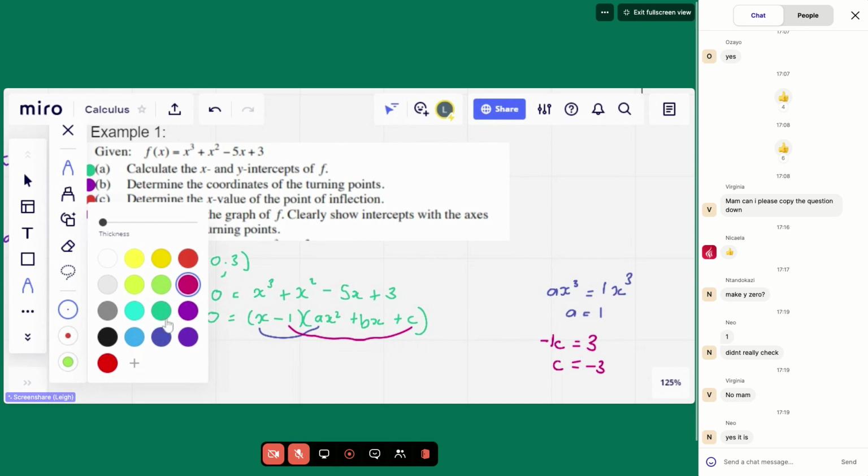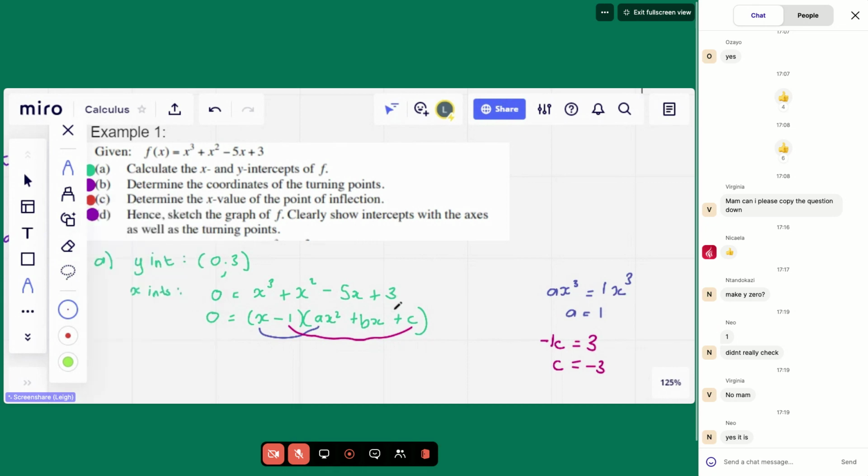All right, so let's pick a different color, and then we can go ahead and do that. Now, when it comes to working out the value of B, we've got to multiply together this x term over here with Bx, so that gives us Bx squared.